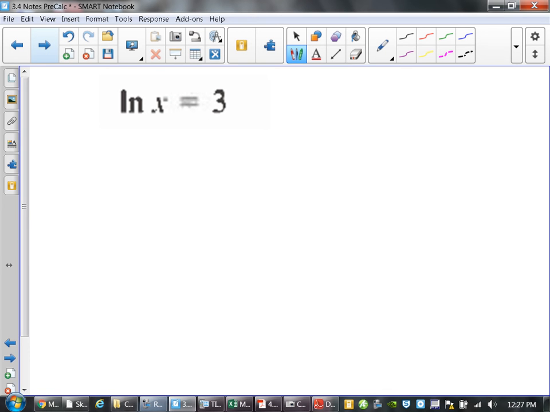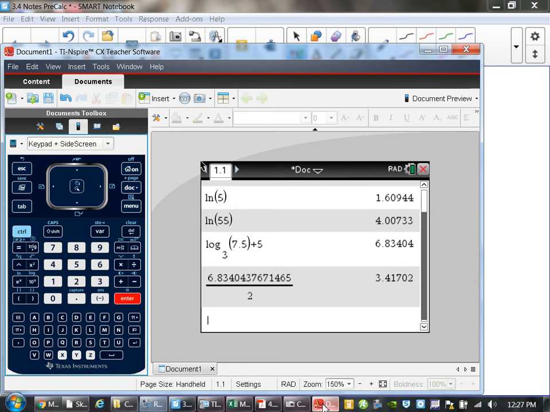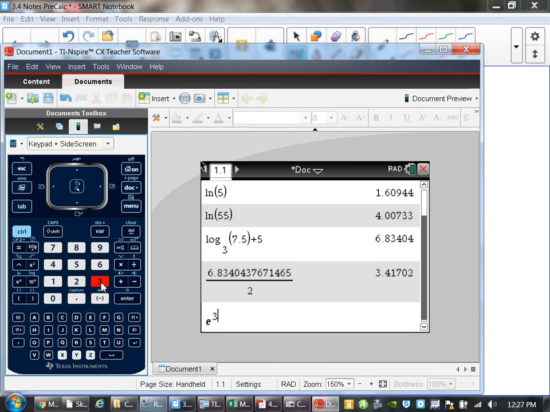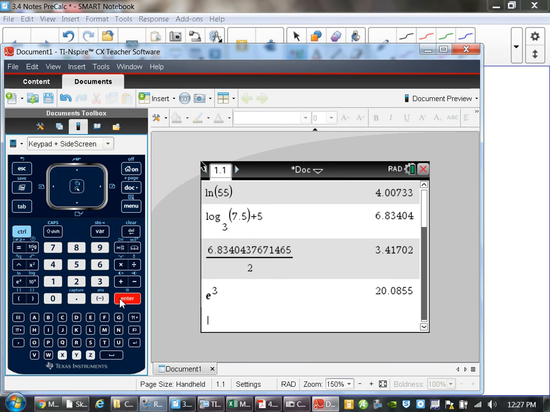Okay. Natural log of x is 3. So how do you undo a natural log? You e it. So x would equal e to the third, which there's a button. So find e. E to the 3 is 20.086.